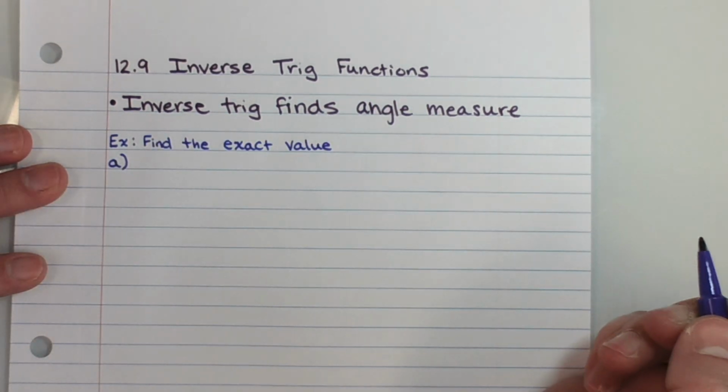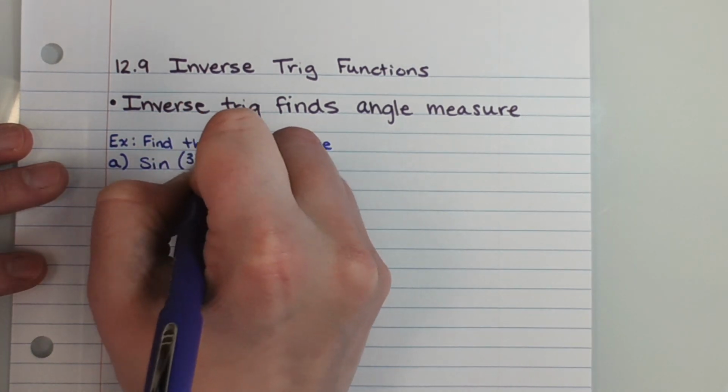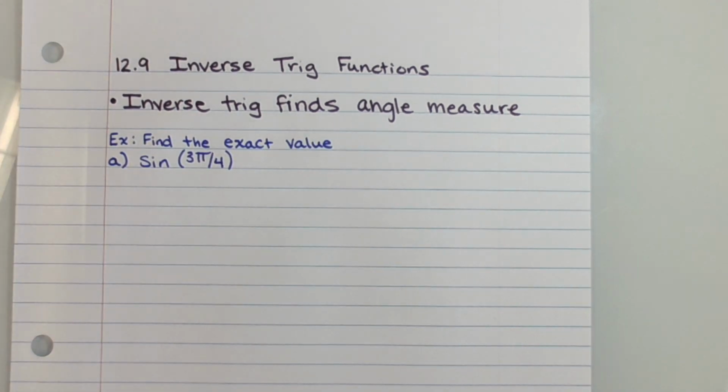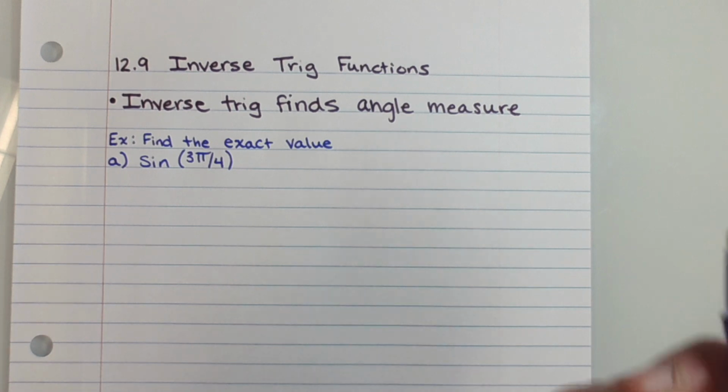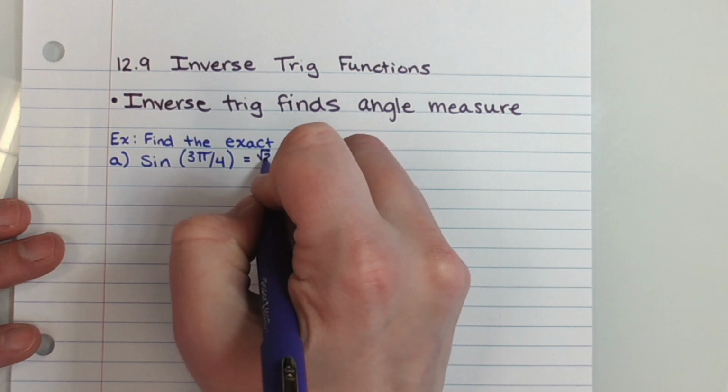We're going to find the exact value of the following. We're going to start with sine of 3 pi over 4. How do I find the exact value of sine of 3 pi over 4? Look at the unit circle, find the angle 3 pi over 4, and look where? The y value. At 3 pi over 4, sine is equal to square root of 2 over 2.